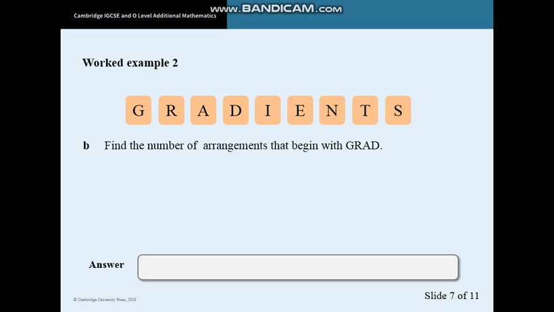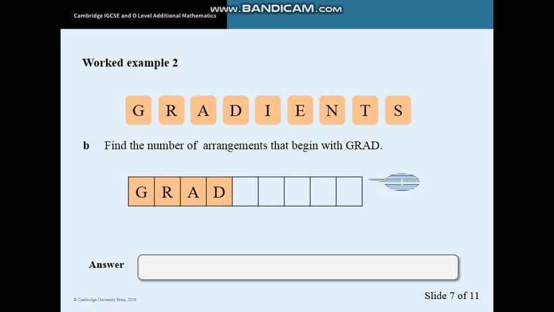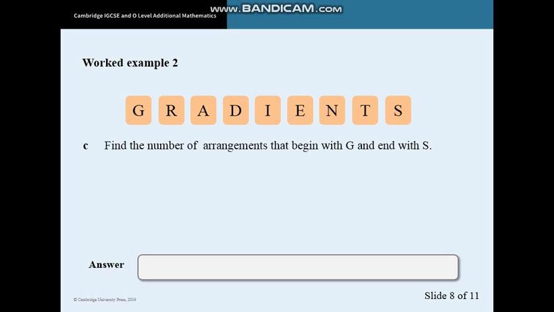Find the number of arrangements that begin with G. So let's say that G is in the first place. G must be in the first place, so it's fixed. And we can arrange the remaining letters I, E, N, T, S. So we can put 5 of them, then 4, 3, 2, and 1, because we have 5 letters left. So how many arrangements are there? 120 arrangements.